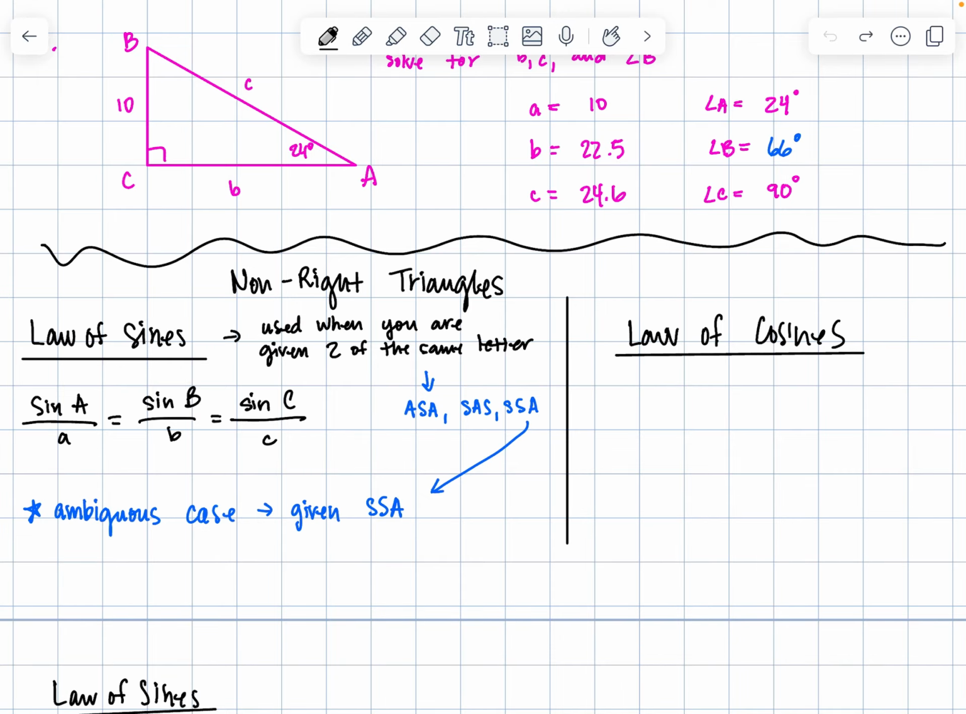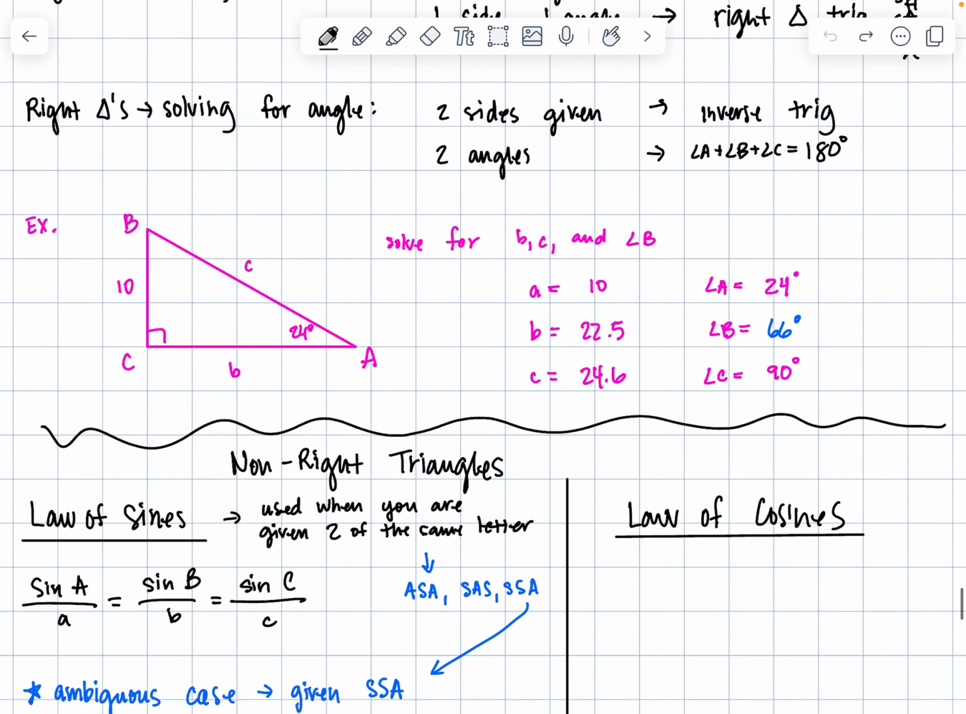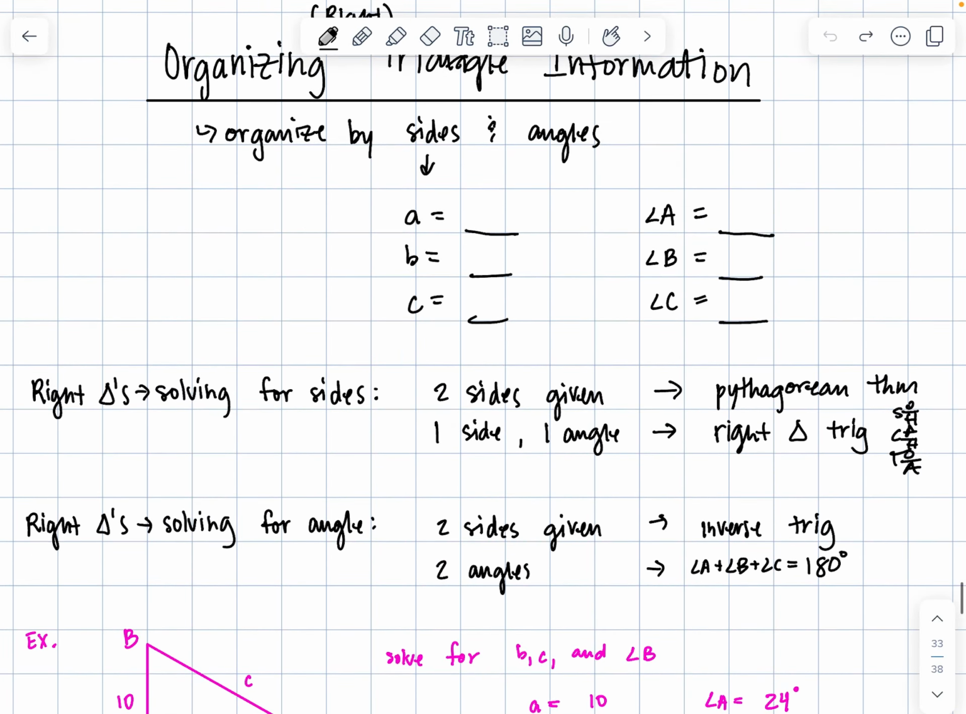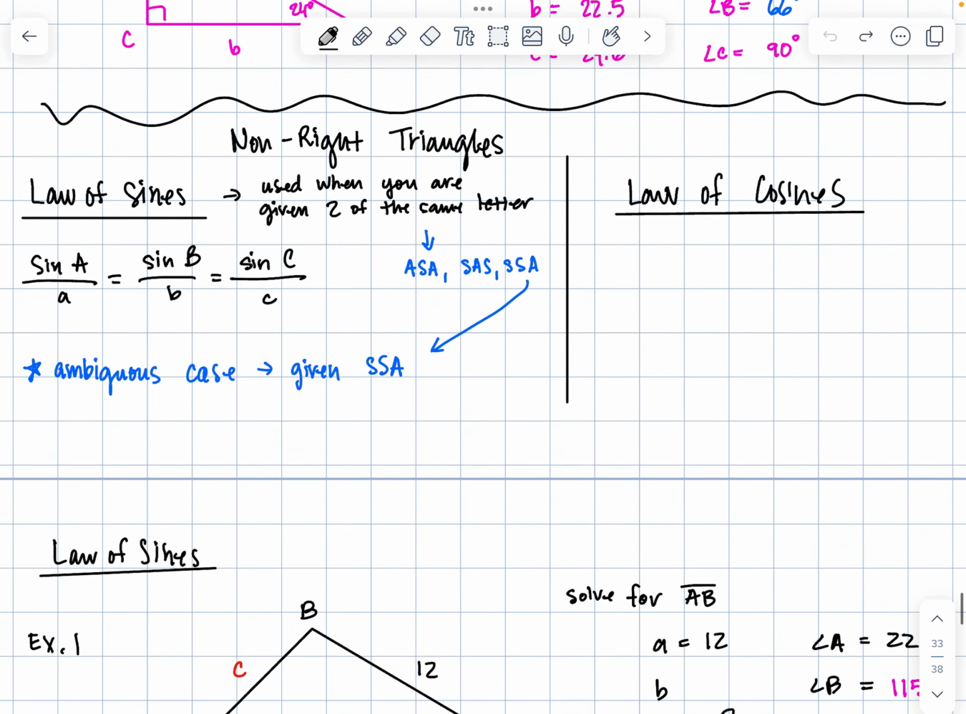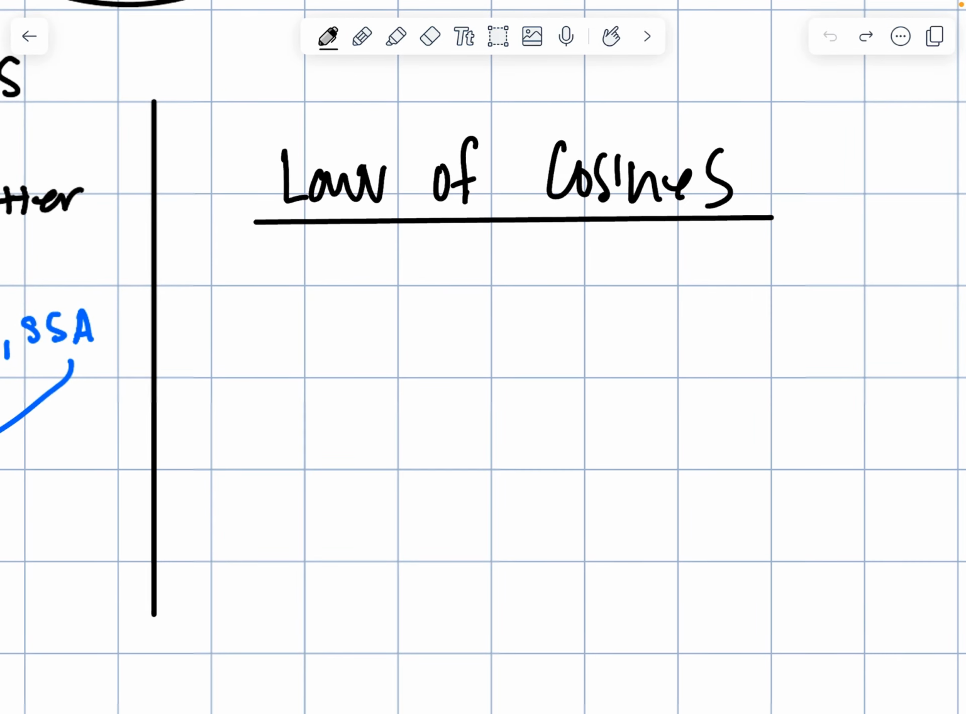Now, we had this sheet that we were organized: right triangle trig, Law of Sines with non-right triangles, and then today we're going to talk about the Law of Cosines. Much like the Law of Sines, there are three different ratios. We're going to have three different equations for the Law of Cosines, and hopefully it's obvious that when we're talking about the Law of Cosines, we are using the cosine function.